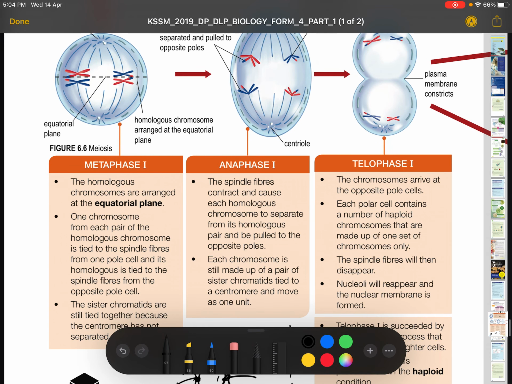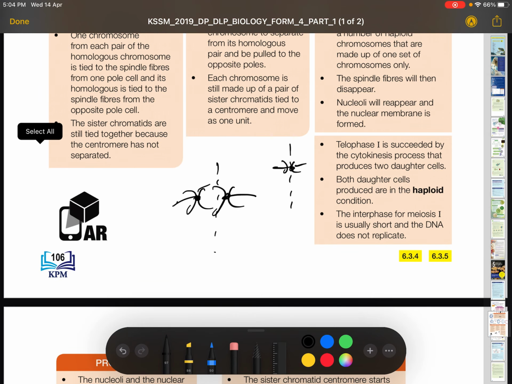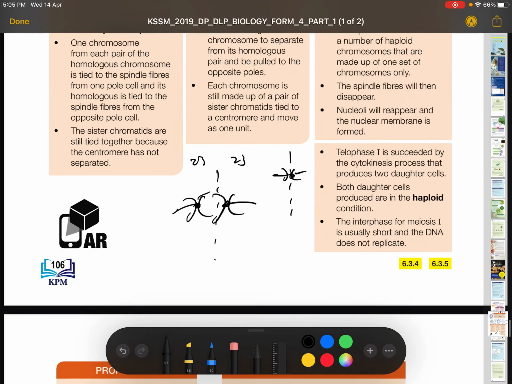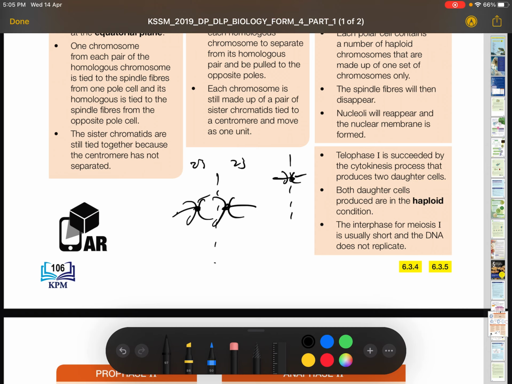During telophase, they arrive at the opposite cells. The nuclear membrane and the nucleolus reappear again. Spindle fibers disappear, and now remember what I said. Centromeres together count as one chromosome. So now there are 46 of these, right? 46 centromeres. So 23 here and 23 here. Since they haven't split up yet, there are now 23 chromosomes on the left and 23 chromosomes on the right. So they are now haploid.